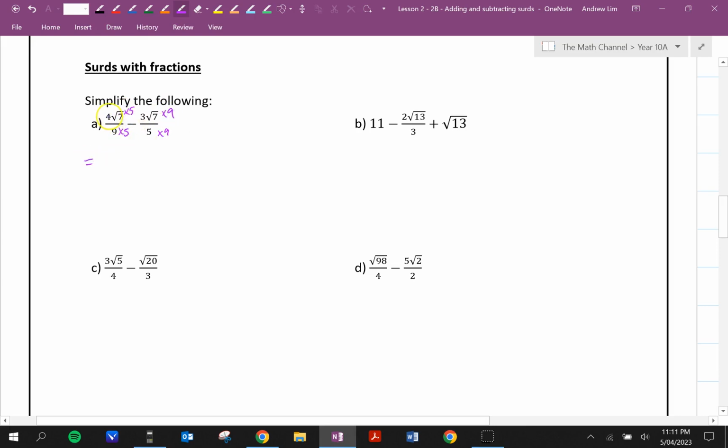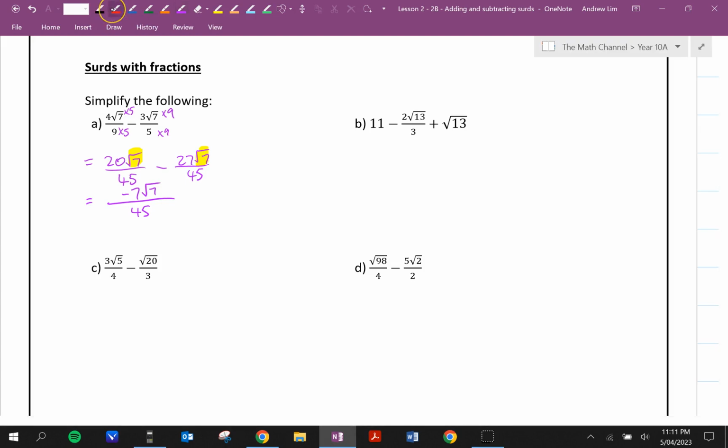So we can see 4 times root 7 times 5 is technically 20 root 7 over 45. And 3 times 9 is 27 root 7 over 45. So now I've got my common denominator. And we've got 20 root 7 minus 27 root 7. Oh, they're like terms. Root 7 and root 7 is like 20x minus 27x, which is minus 7x. But it's not x, it's root 7. So the answer is minus 7 root 7 all over 45.